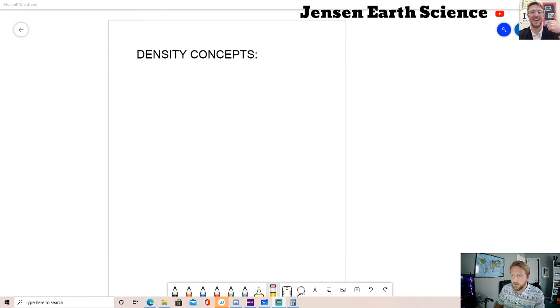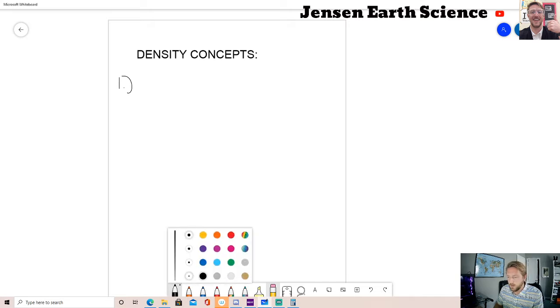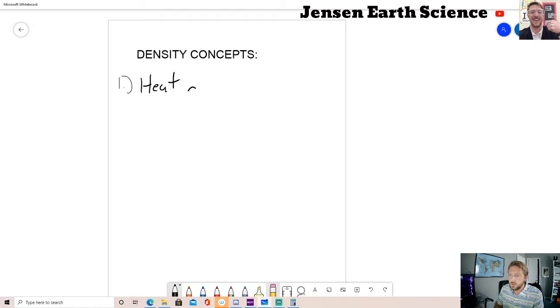So the first concept that we want to remember from density is that the only thing that can change density is going to be heat. So heat changes density. All right, so how does heat change density?